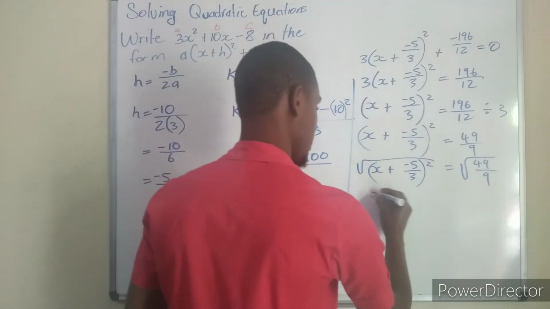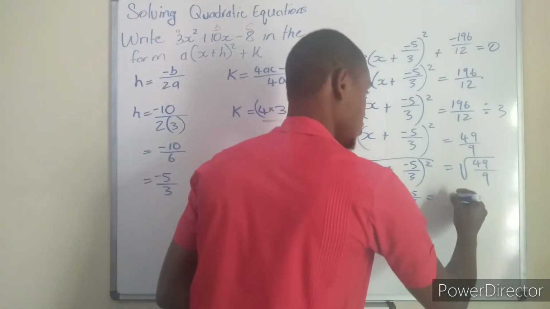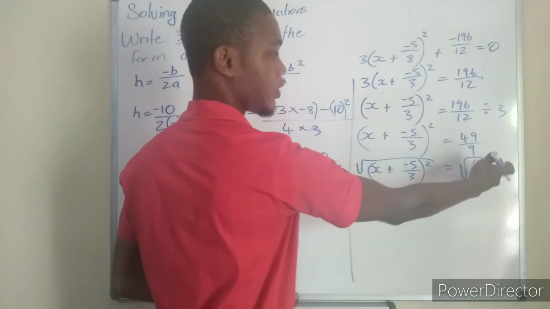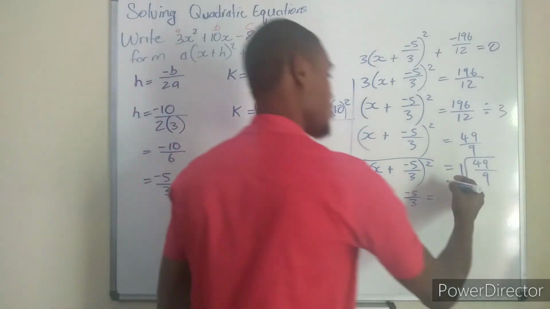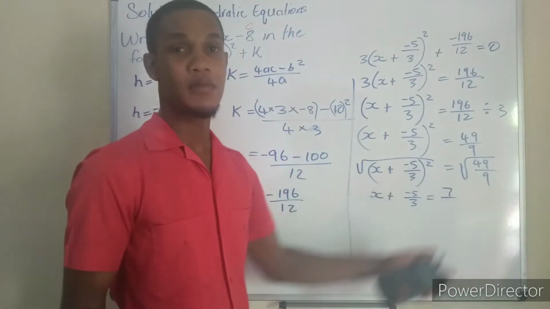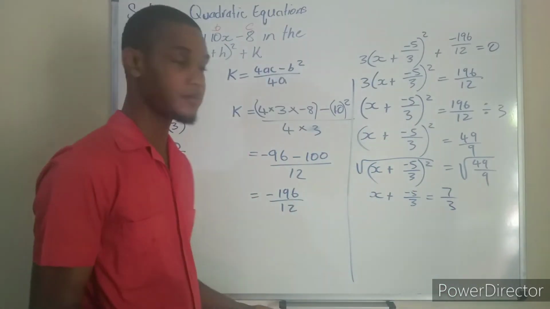So you'll just have x plus negative 5 over 3 is equal to, you find the square root of each of these. So what can you square to get 49? That's 7. 7 squared is 49, so that will be 7 over. What can you square to get 9? That's 3. 3 threes is 9. So it will be 7 over 3.